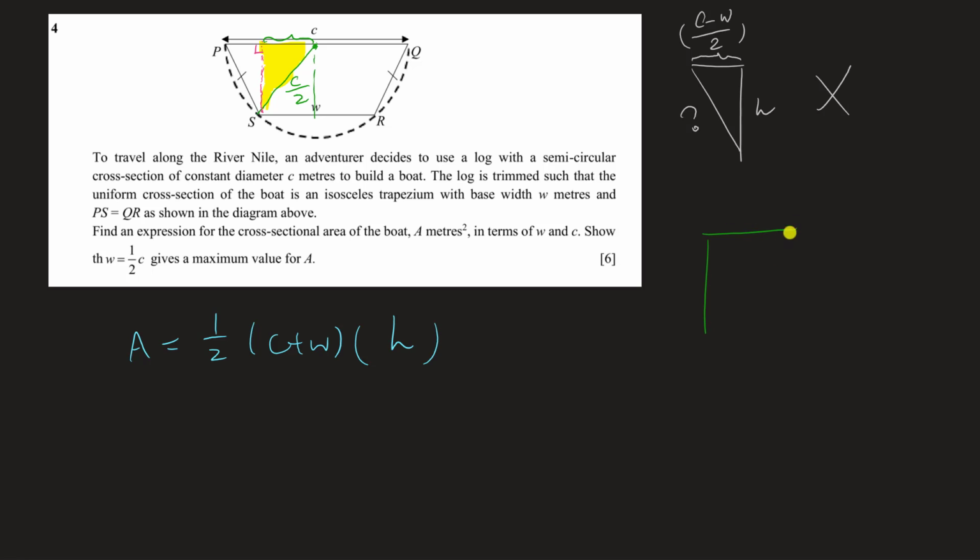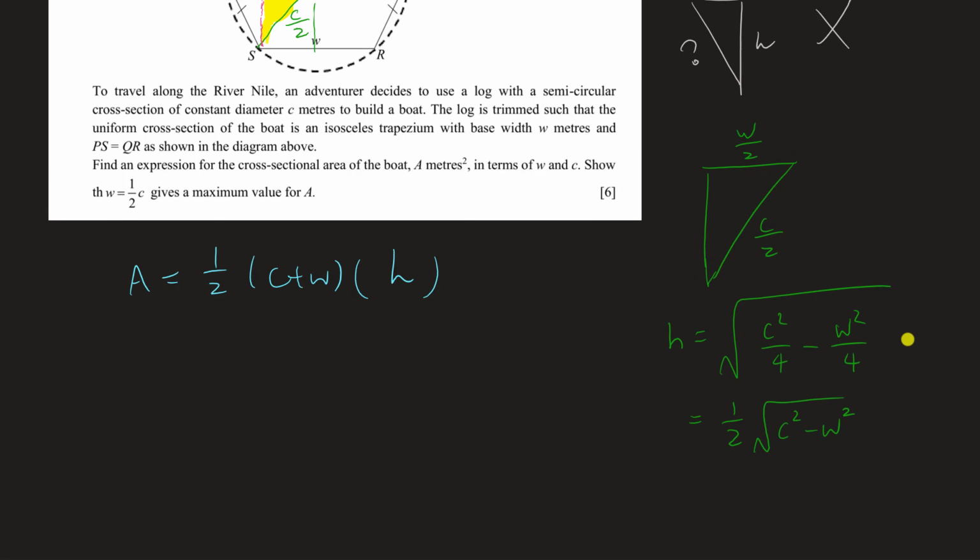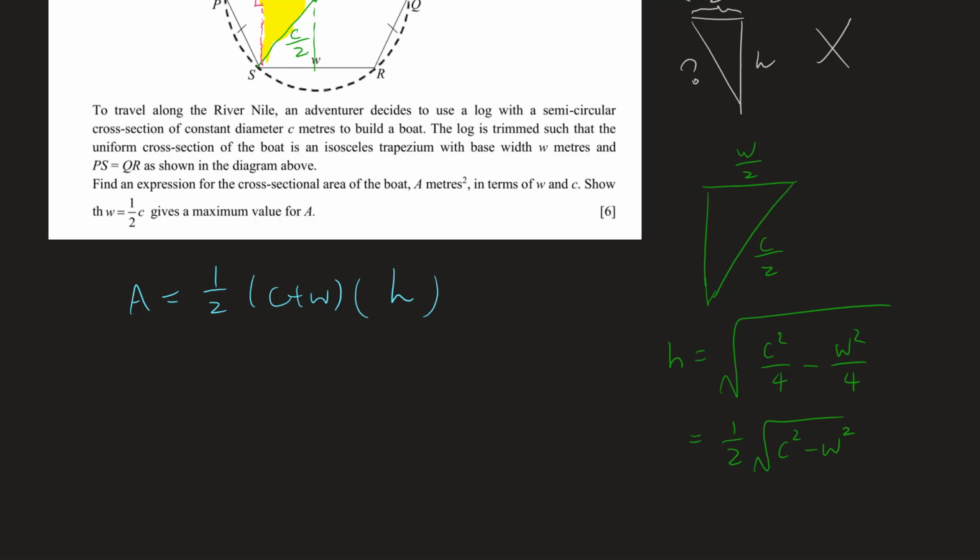So if I were to draw this triangle here, this will be c over 2, this will be w over 2. How long is this height? Height would be square root of c over 2 whole square, c square over 4 minus w square over 4. Factorize out the square root 1/4, which gives us half. This will be just c square minus w square. So I'm going to squeeze this h into here, which will land me half times half, 1/4 c plus w, and then you have square root c square minus w square. And we are done with the first part.